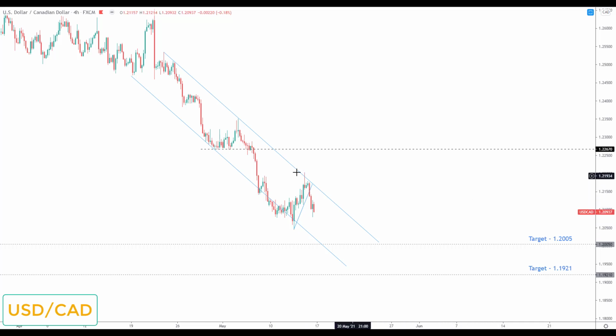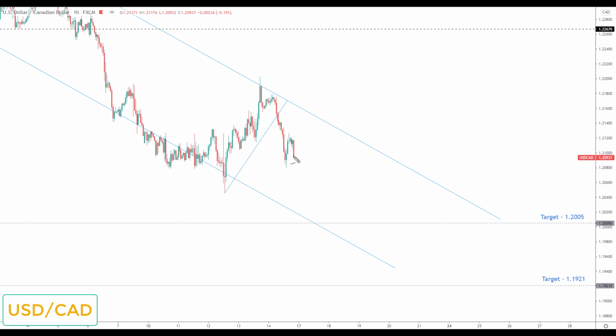For anybody not involved from last week, let's drop down to the 1 hour. And you can see any correction, once again, in this market next week will be viewed as a great opportunity to once again look for bearish reversals down towards the next key area of support to the downside and the target set from last week at the 1.2005.